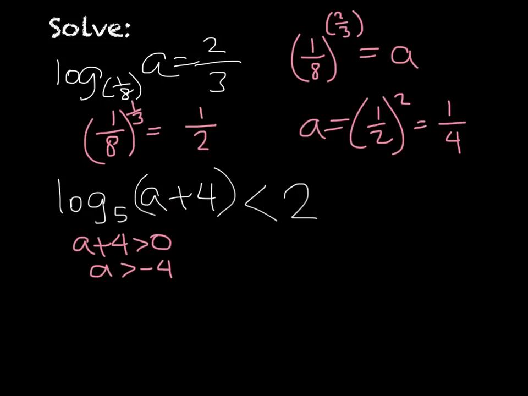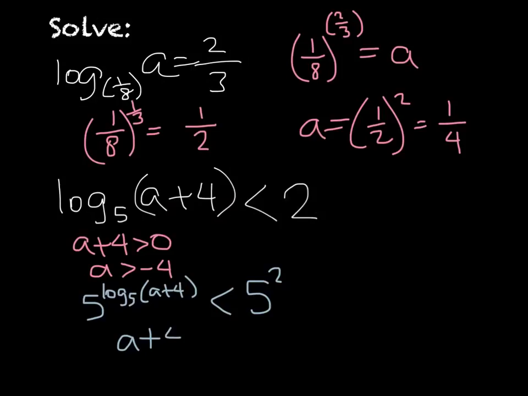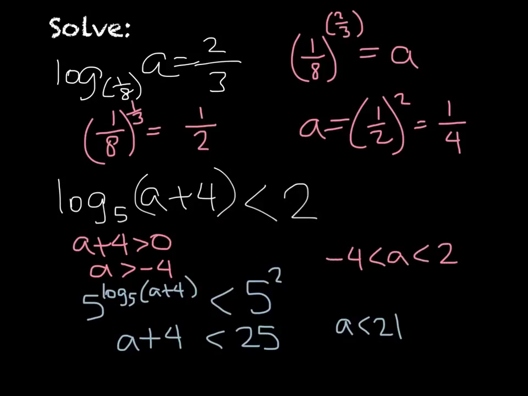So one way we can do this is by raising 5 to the power of both sides. So 5 to the power of log base 5 of a plus 4 is less than 5 to the power of 2. So then, using the inverse property of logs, the left side simplifies to a plus 4. Then that means this is less than 25. So a is less than 21. And taken in conjunction with our first condition, which is that a is greater than -4, we end up with a final answer of a is between -4 and 21.